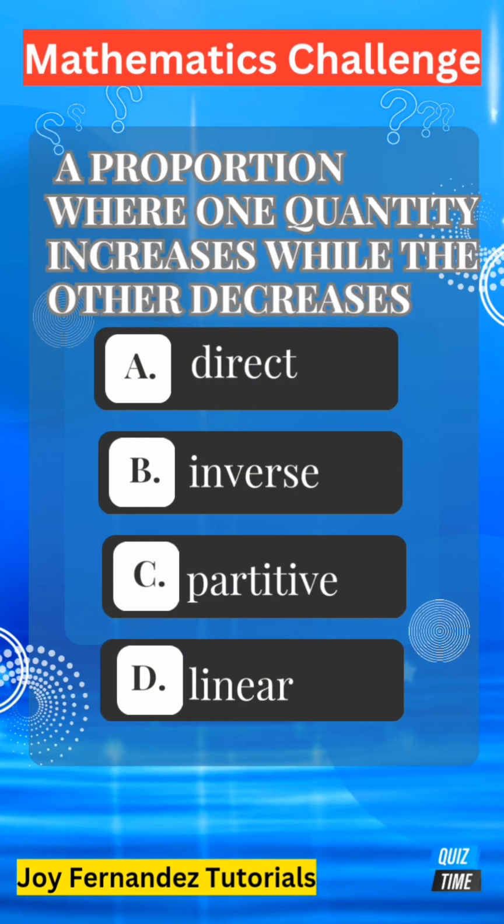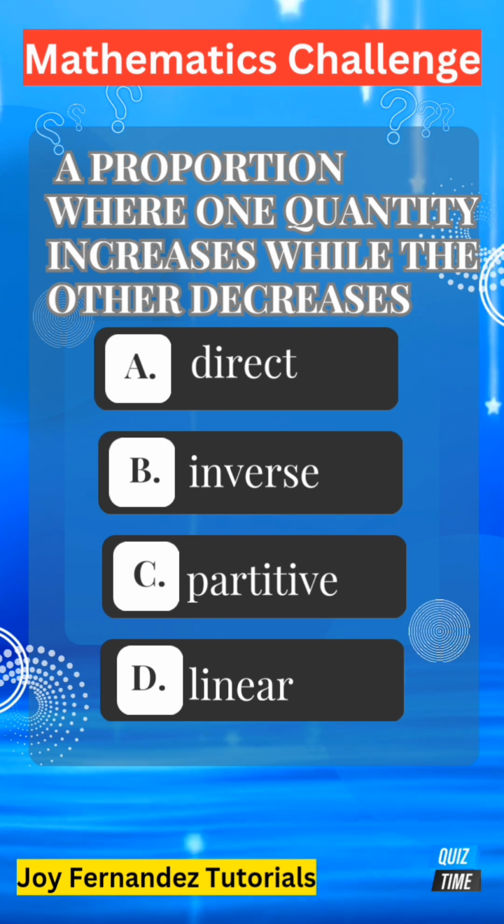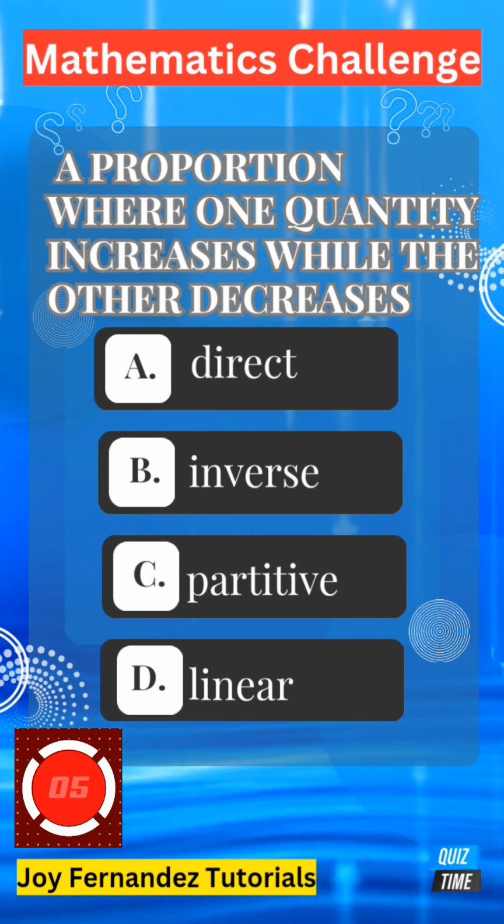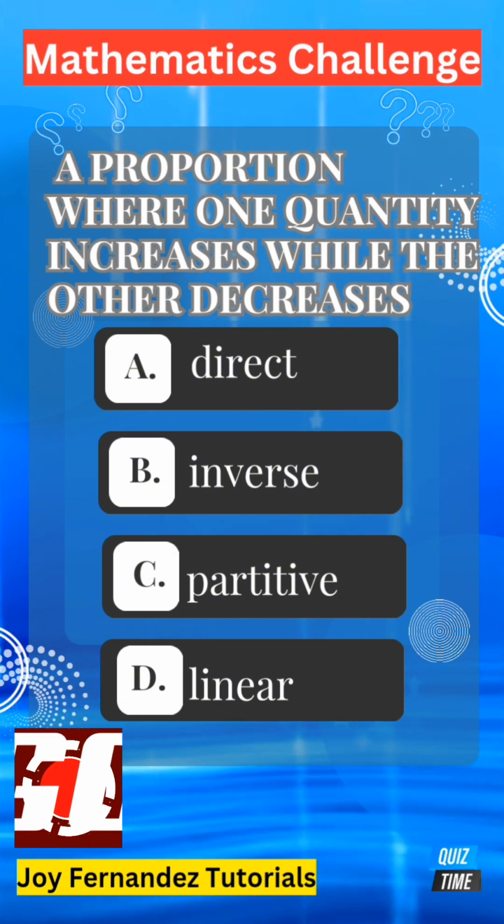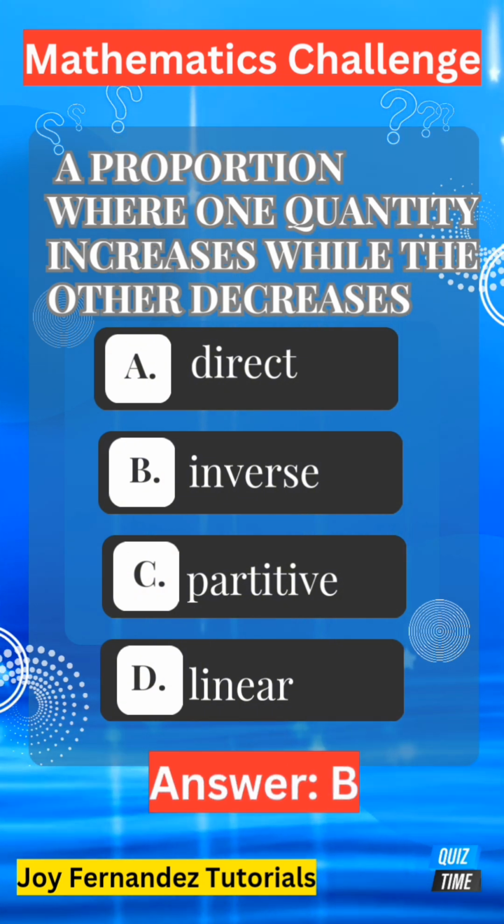A proportion where one quantity increases while the other decreases. The answer is B. Inverse.